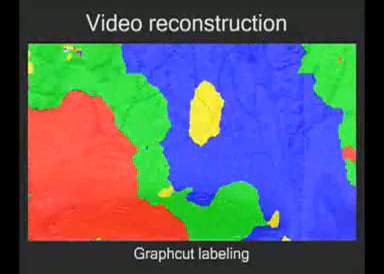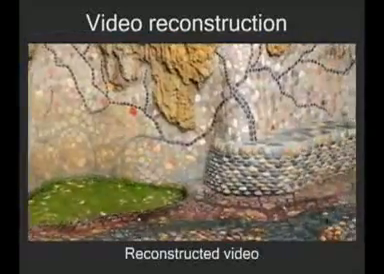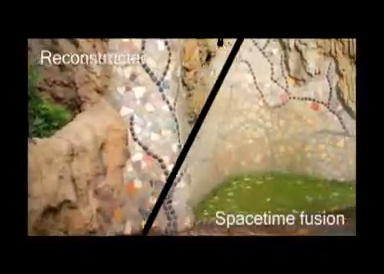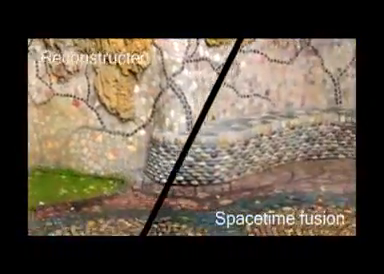The reconstructed video may contain artifacts. For example, in this reconstruction, we can see holes, seams, and temporal incoherence. Our space-time fusion technique reduces these artifacts by incorporating the temporal gradients of the input video.